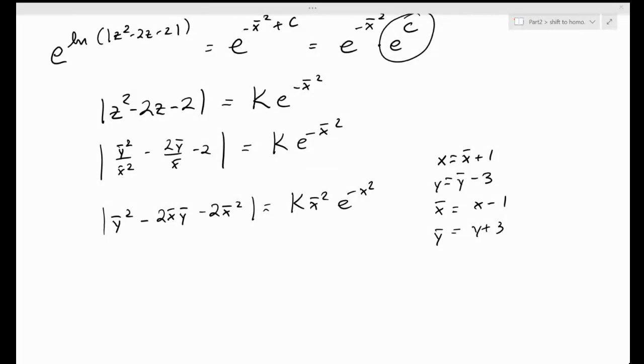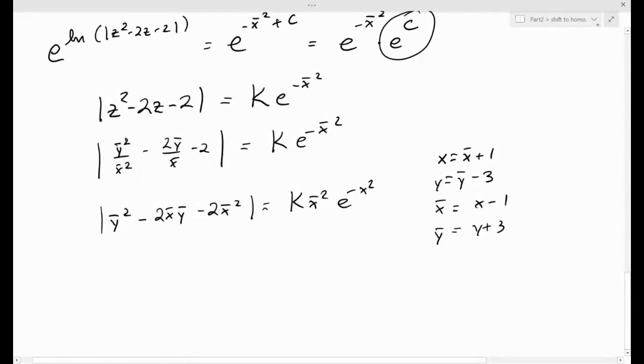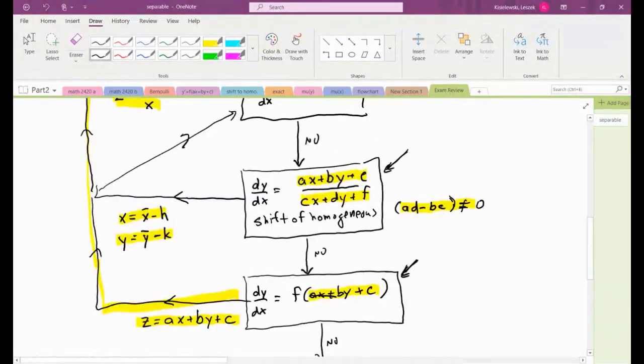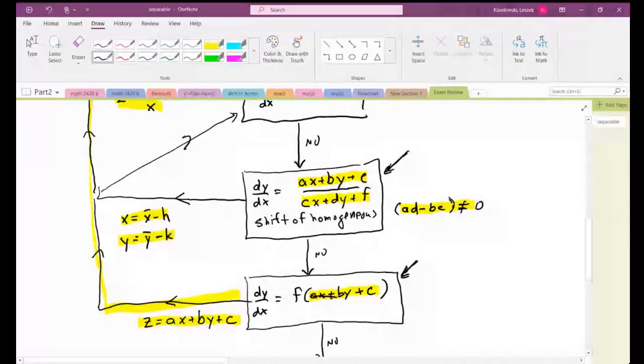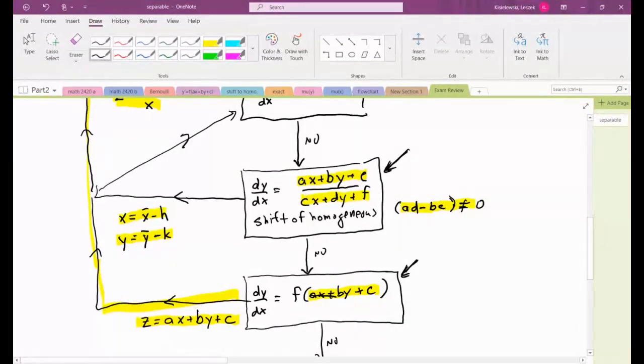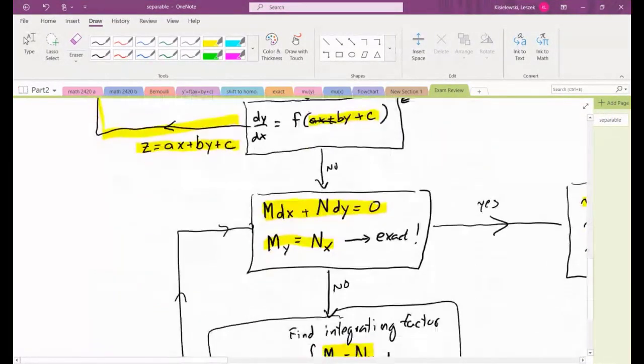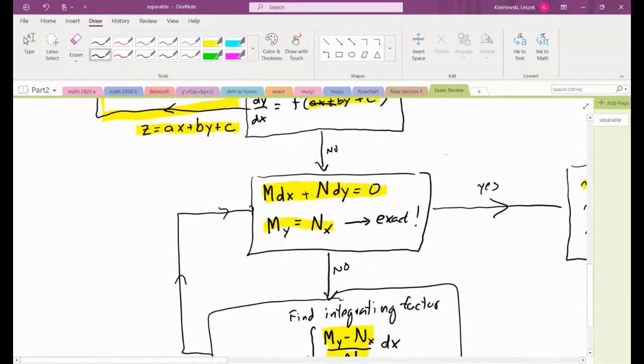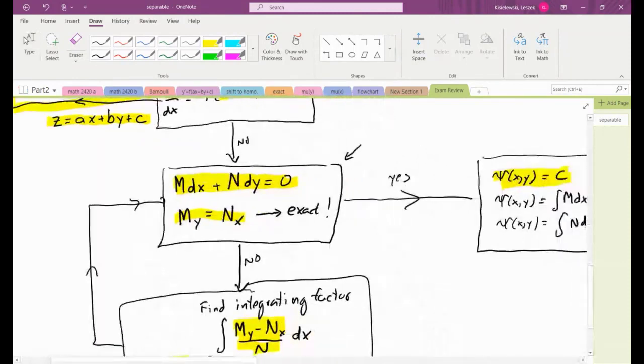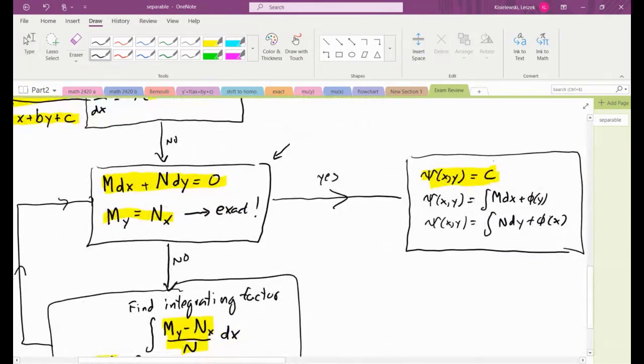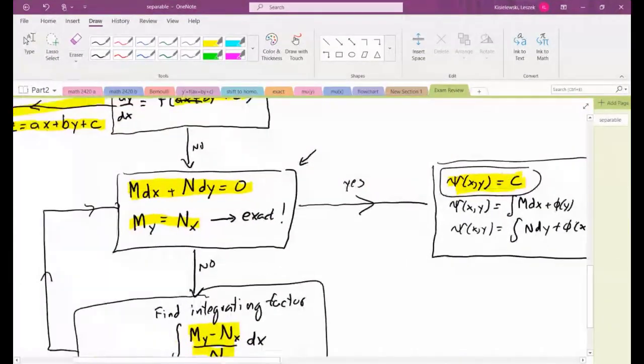All right, great. So what was next? Okay, so we did the shift to homogeneous, which made it separable. All right, so now we want to review exact differential equations. Maybe if we rewrite it in differential form, maybe it's exact, and we want to know the procedure for recovering a solution curve. So let's review that quickly.